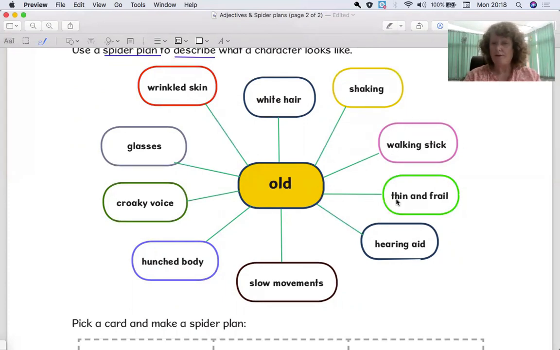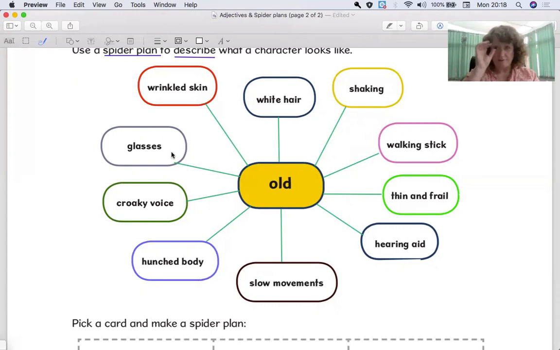They might be thin and frail. They might need to use a hearing aid. Their movements are often slower movements. Sometimes the body's a bit hunched over. Some may have a croaky voice.